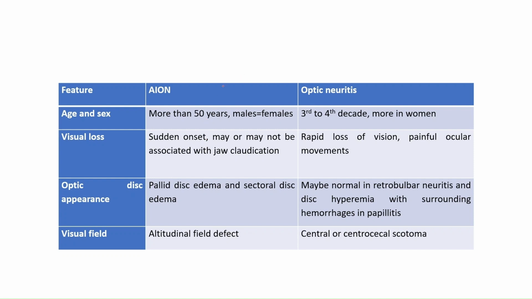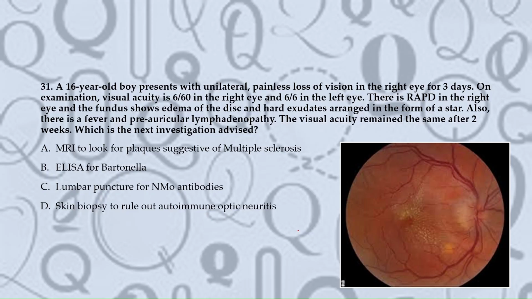So what are the salient differences between AION and optic neuritis, as both can present with decreased vision, both can present with disc edema? AION, or ischemic, is usually seen after 50 years of age and there is no gender predilection, whereas in optic neuritis there is a female preponderance and more in the 3rd to 4th decade of life. Visual loss is sudden in both, but it may or may not be associated with jaw claudication in AION. Here the pain is more on extraocular movements. The type of edema that you see in AION is pallid disc edema or sectoral disc edema, and retrobulbar neuritis is far more common in optic neuritis. So in ischemic, you get an altitudinal field defect which is pathognomonic of ischemic optic neuropathy, whereas you get a central or a centrocecal scotoma in inflammatory optic neuropathies.